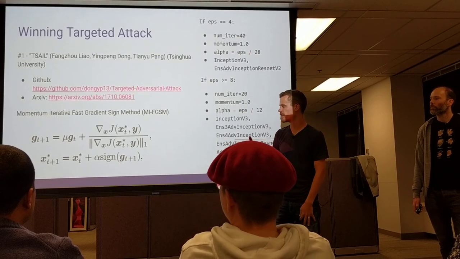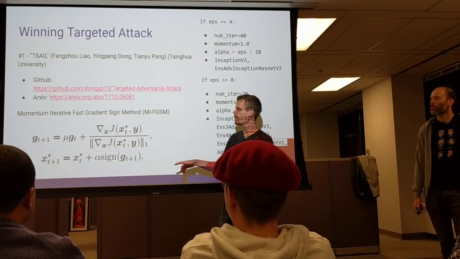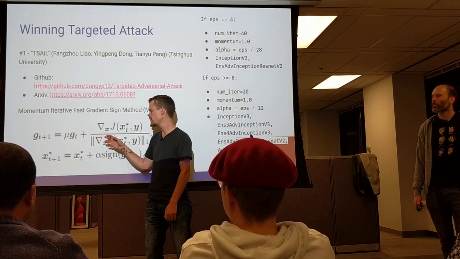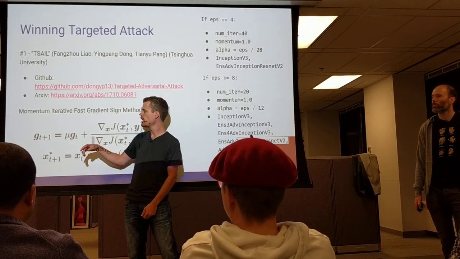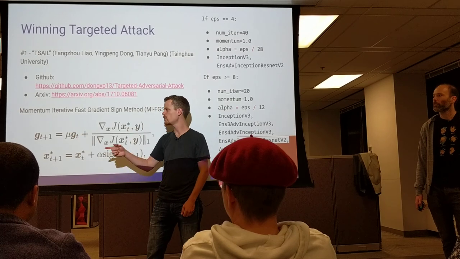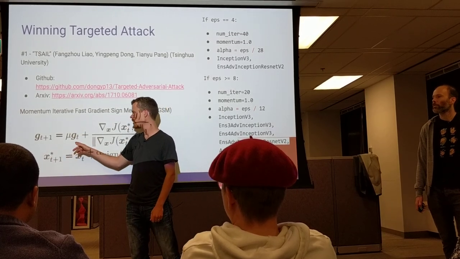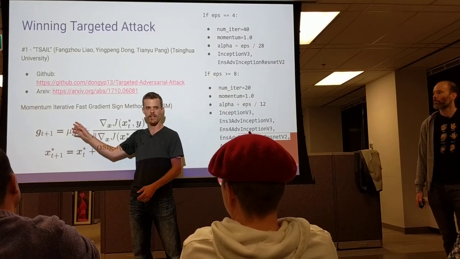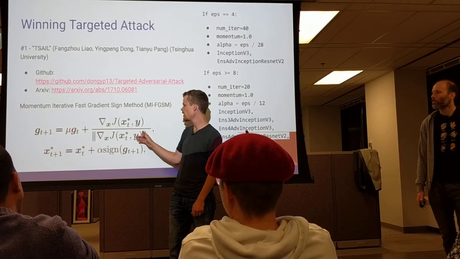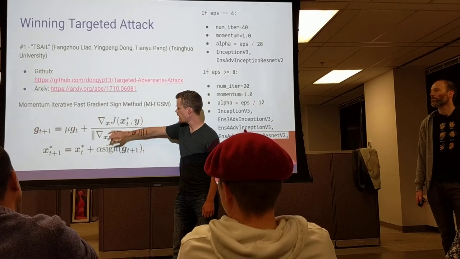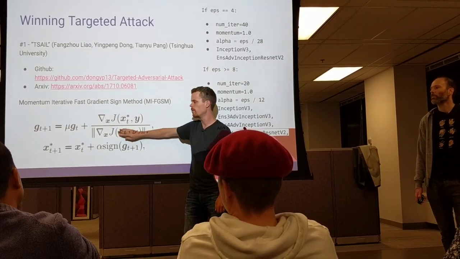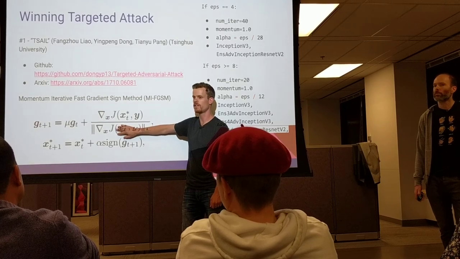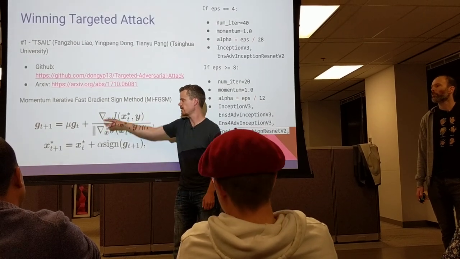Basically, this is very similar to what I was just talking about. They keep track of a gradient, but with momentum. So every time they do a loop of their iteration, they take some constant, typically one, times the old gradient that they've been keeping track of, plus the derivative divided by the L1 norm of the derivative. So basically, take the absolute value of every entry and sum it, I think that's right, but in any case, just this norm value.